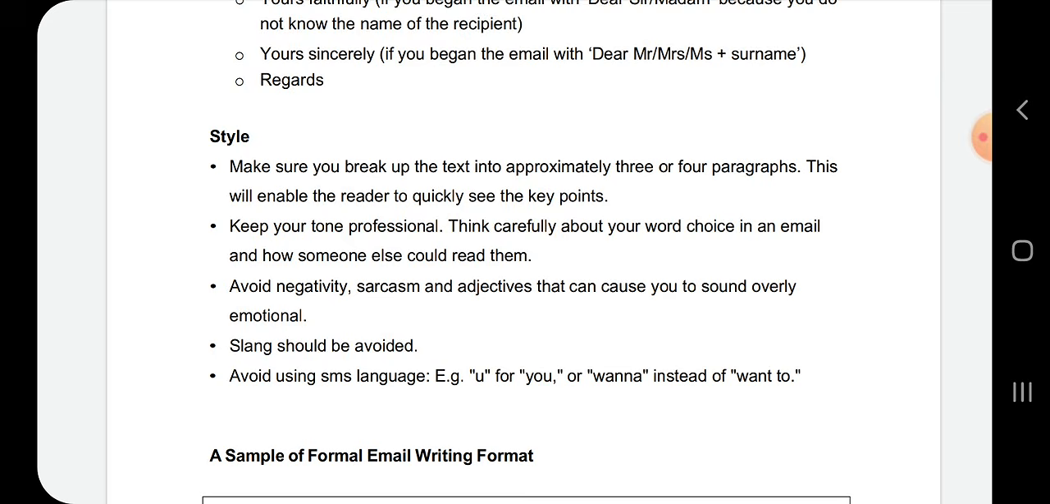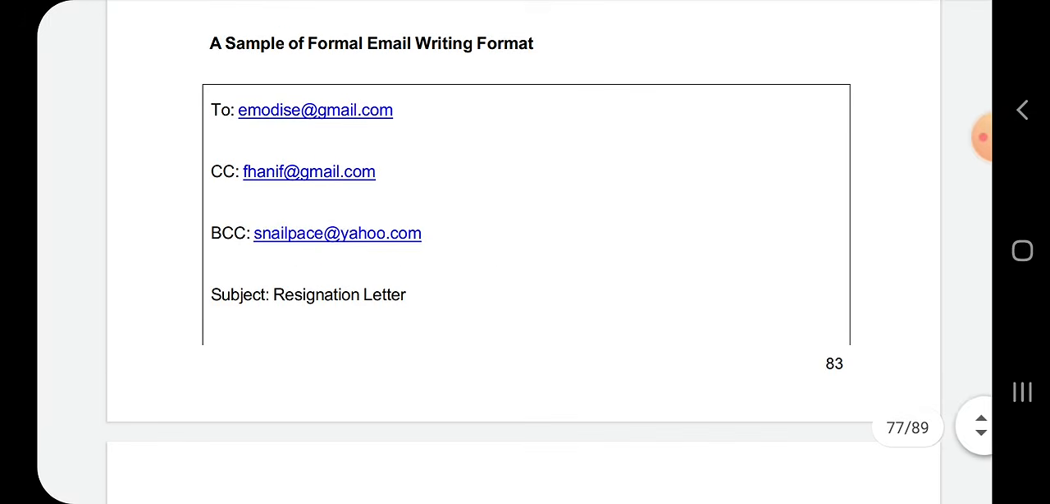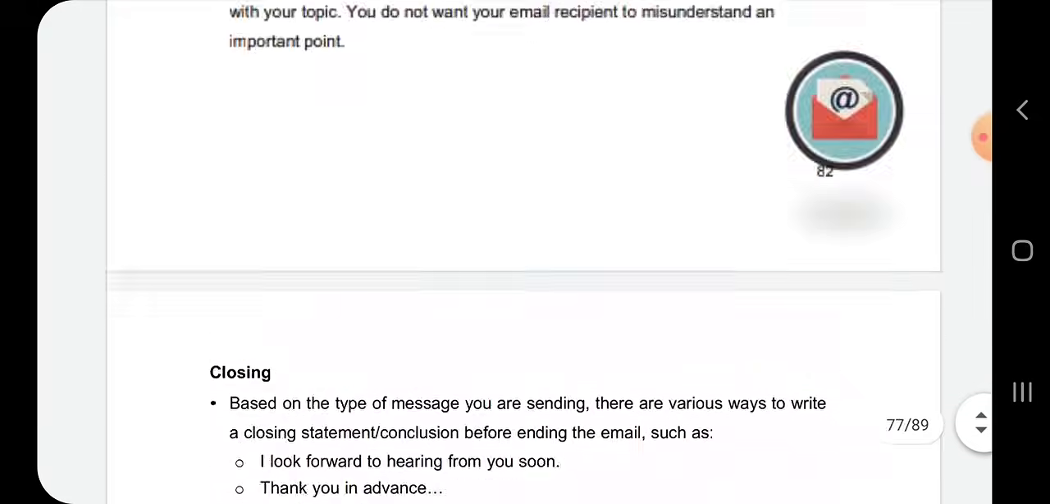You're writing to your cousin, it's informal. Your mother, your family members, your friends. You're writing to a company, to the mayor or a certain office, it's a formal email. Example of formal email writing: to, you write the email address of the person you are sending, and the CC is the person that you have copied.